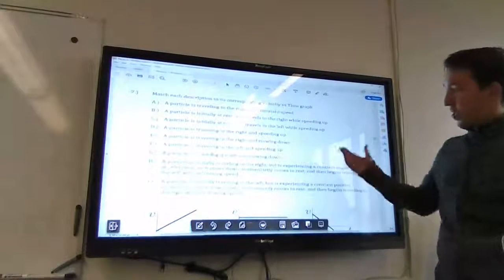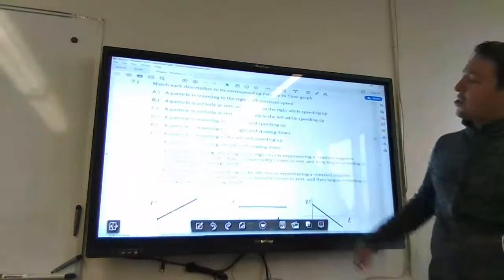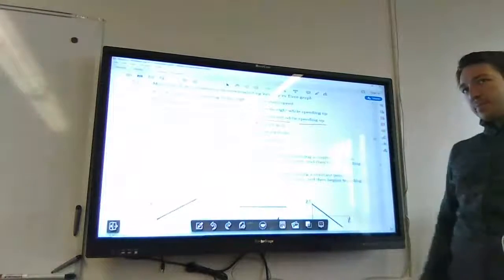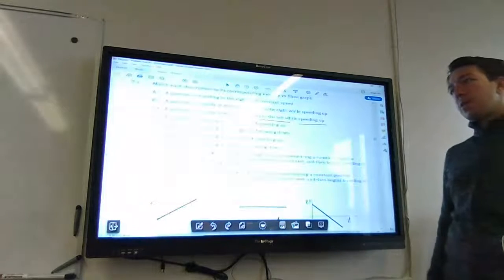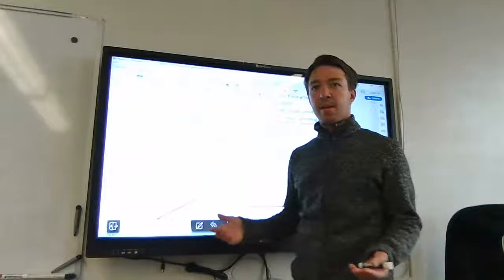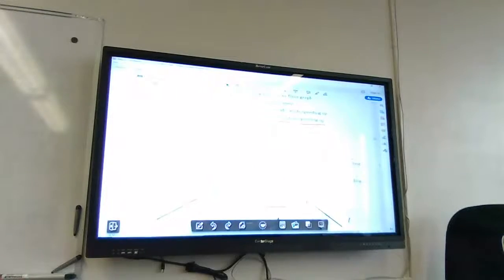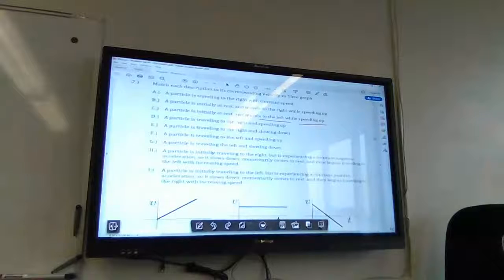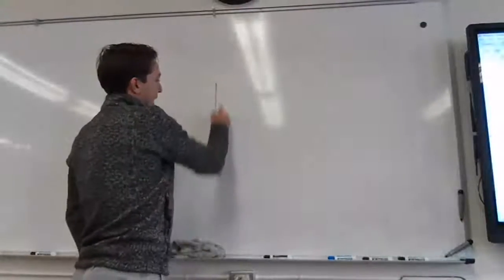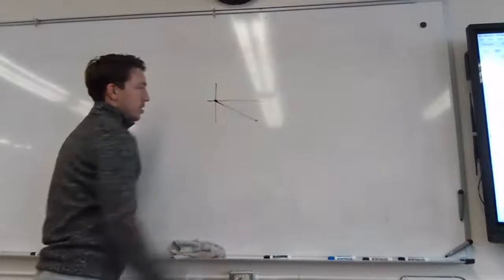Description C: initially at rest, now you're traveling to the left while speeding up. That can be a little confusing, but here's me traveling to the left, and now I'm speeding up. Think about what that means. Maybe initially I was going -1 meter per second, and then I was going -2 meters per second. The screen might be unreadable; it looks really bright from my view, so I'll move this. If you're going left and speeding up, it looks like this. You're starting at rest. Tell me if that makes sense.